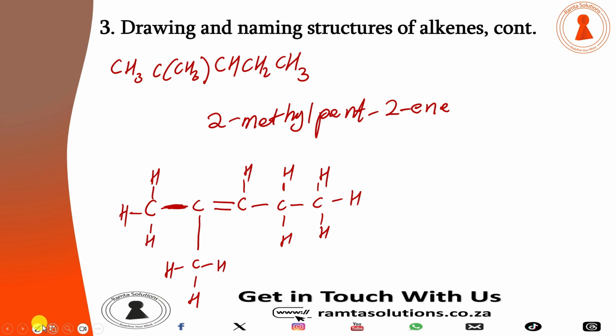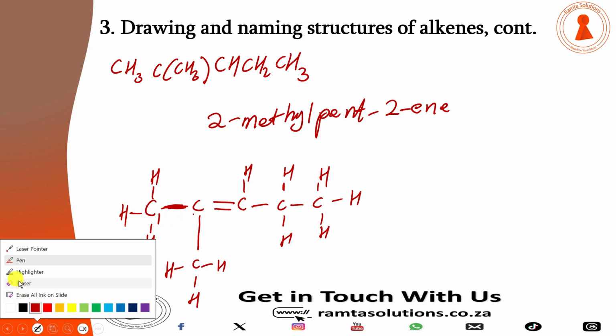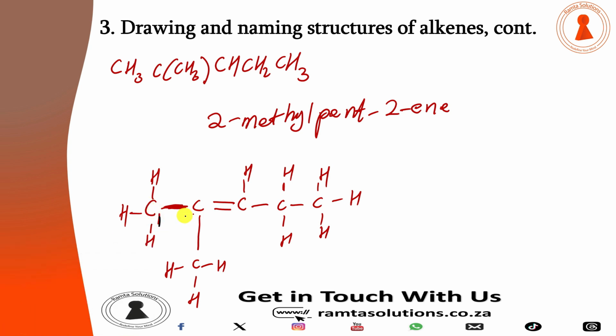How do we start numbering? Remember, you start with the end nearest the double bond. You go this way, 1, 2, 3, 4, 5, or this way, 1, 2, 3, 4, 5. It seems if you take this route or this route, you are okay. Either of them will give you 5. So I will start numbering here. Let me change the color. Now, this is 2-methylpent-2-ene.